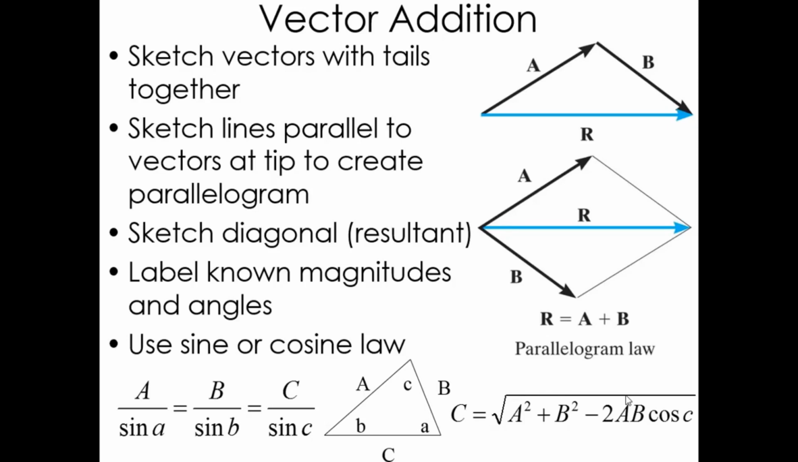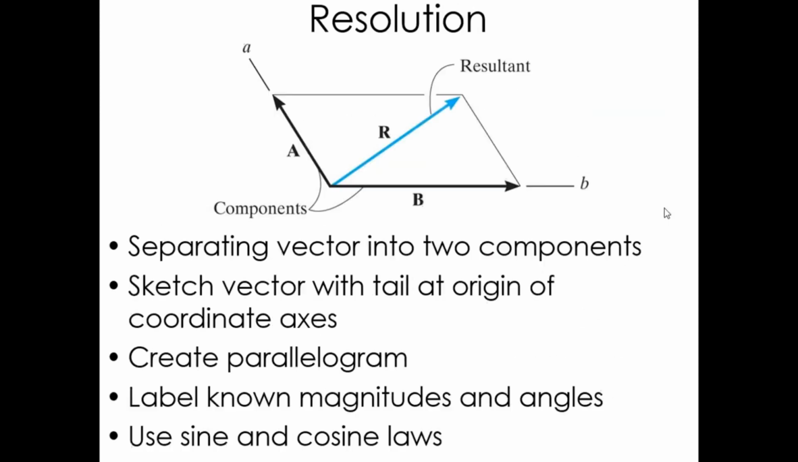We'll do an example like this in class. So again, you just draw the parallelogram and then use trigonometry and geometry to figure out the length and direction of my resultant vector, which is ultimately what I'm looking for. We'll do an example like this in class, but that's how we add vectors, using the parallelogram.